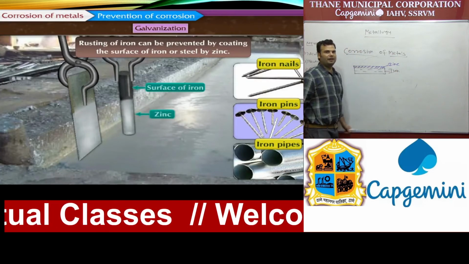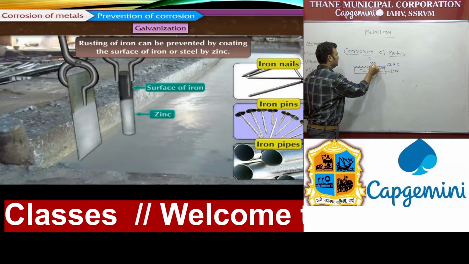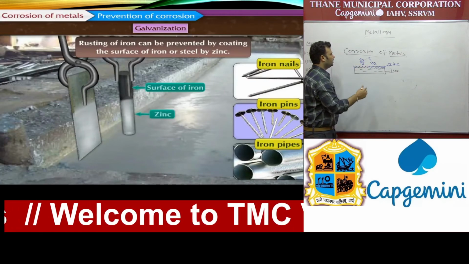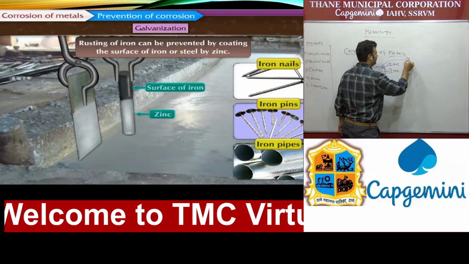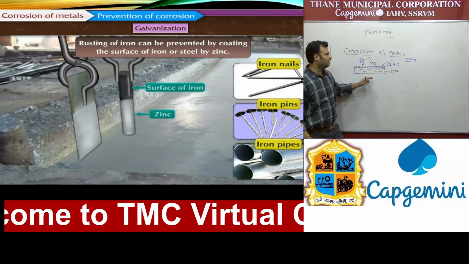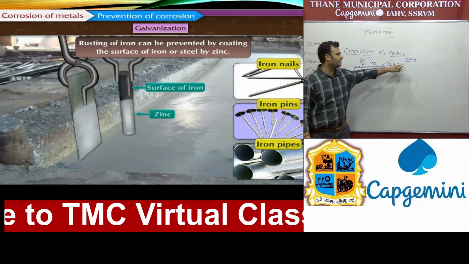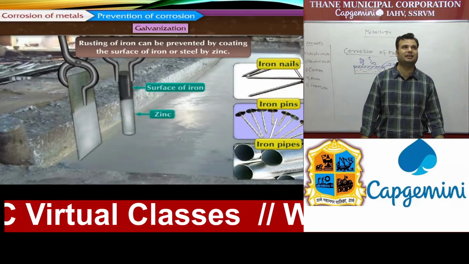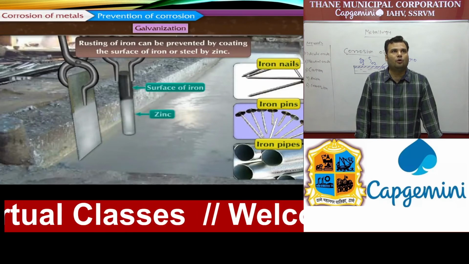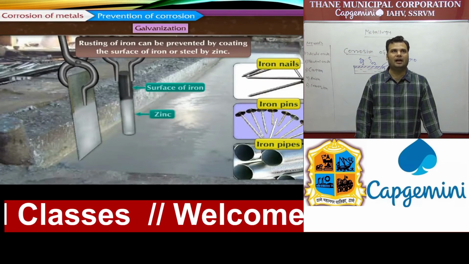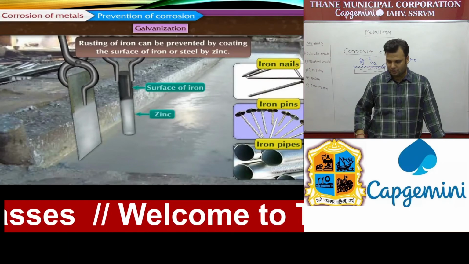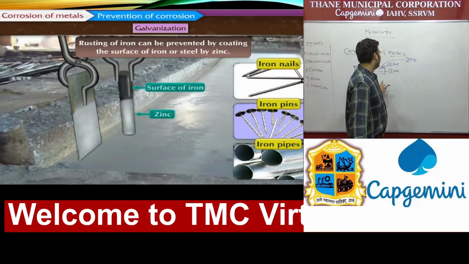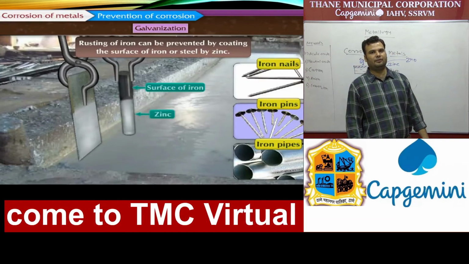Whenever it is exposed to oxygen, suppose it reacts with oxygen, so it forms zinc oxide, that is ZnO. So the bottom part is protected because the upper part has already formed zinc oxide. So one important method we can apply is that rusting of iron can be prevented by coating the surface of the iron with zinc, and that process is known as galvanization. Again, it is not permanent, but we can temporarily apply zinc on iron pipes or nails.